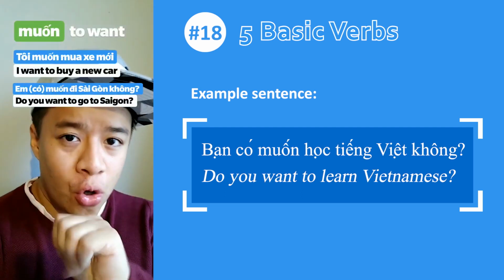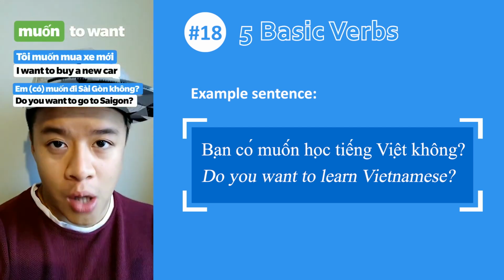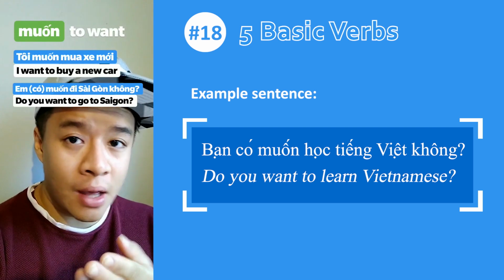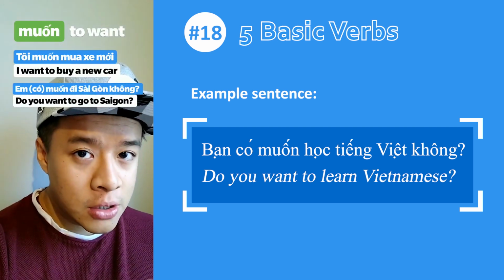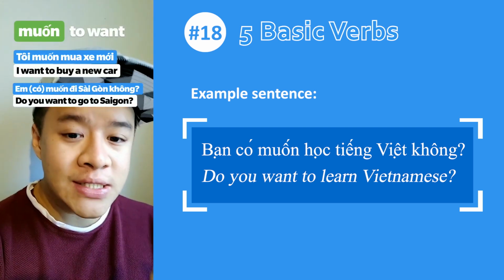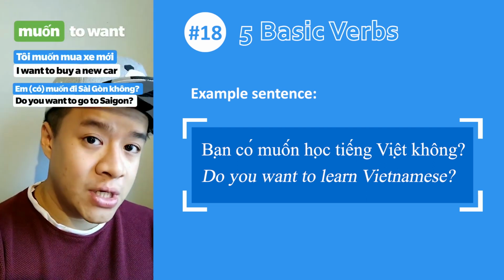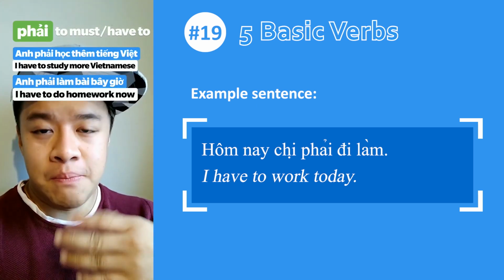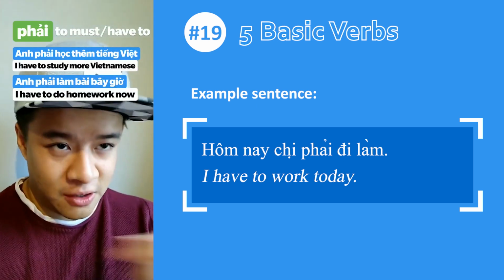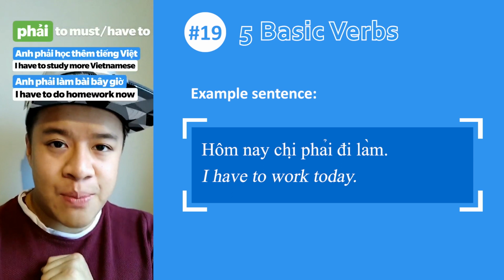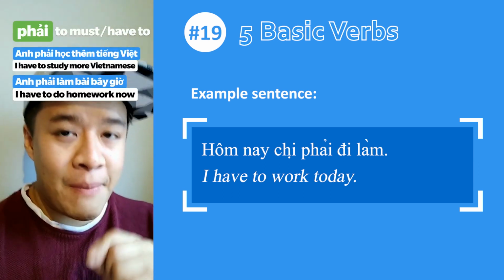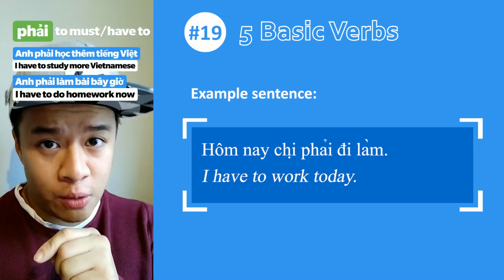Verb number 4, muốn. Muốn means to want. For example, tôi muốn mua xe mới, I want to buy a new car. Or em có muốn đi Sài Gòn không, do you want to go to Sài Gòn? Last verb for today, phải. Phải means must or have to do something. For example, anh phải học thêm tiếng Việt, I have to study more Vietnamese. Or anh phải làm bài bây giờ, I have to do homework now.